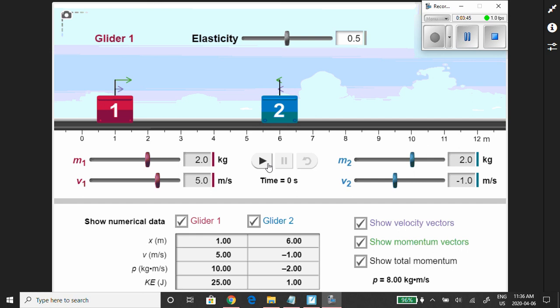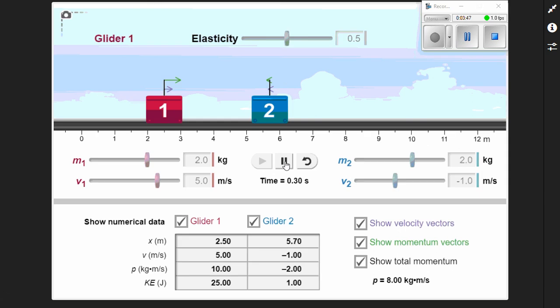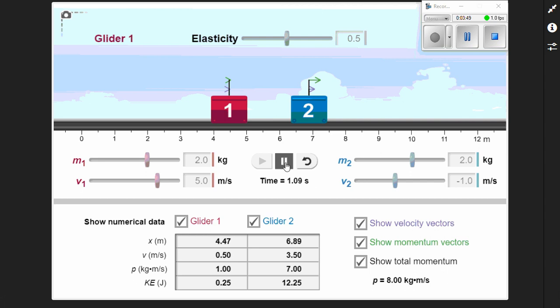Now let's observe. The momentum is conserved. Take a look at that. You add these two up, but take a look at the kinetic energy. It has not been conserved at all. You only have 12 and a half joules, nowhere near what we had originally. This is an example of an inelastic collision.